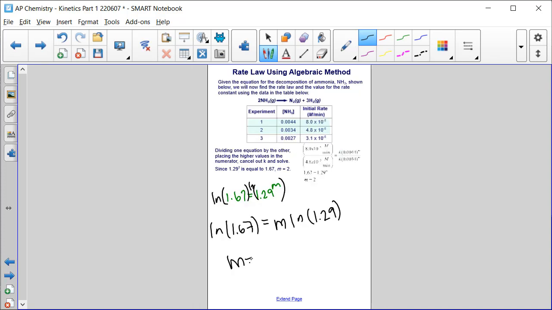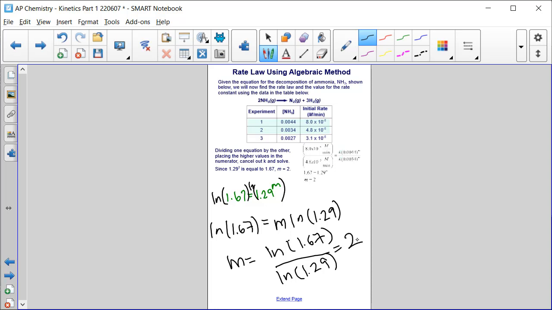M is equal to the natural log of 1.67 divided by the natural log of 1.29. And there's a button on your scientific calculator that says ln. And so you can just type in directly ln of 1.67 divided by ln of 1.29. And when you do that, you get a value of 2.